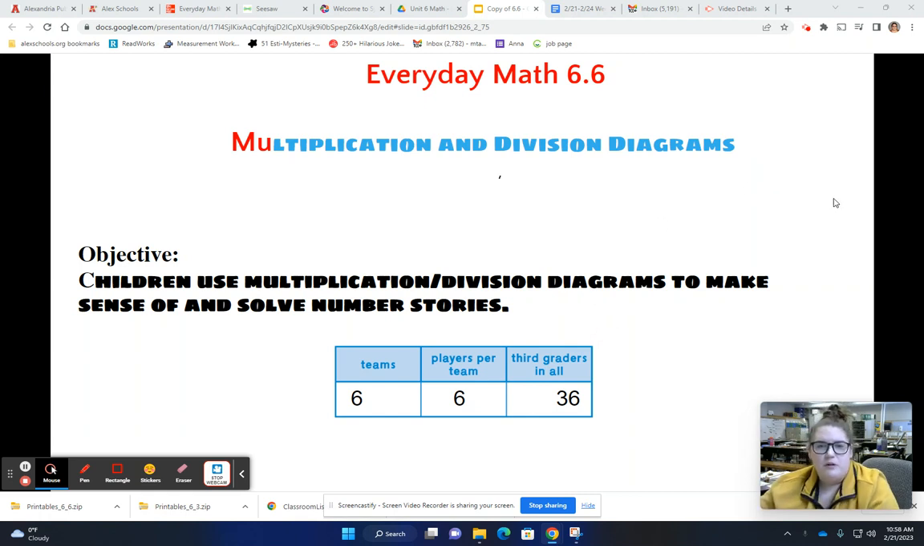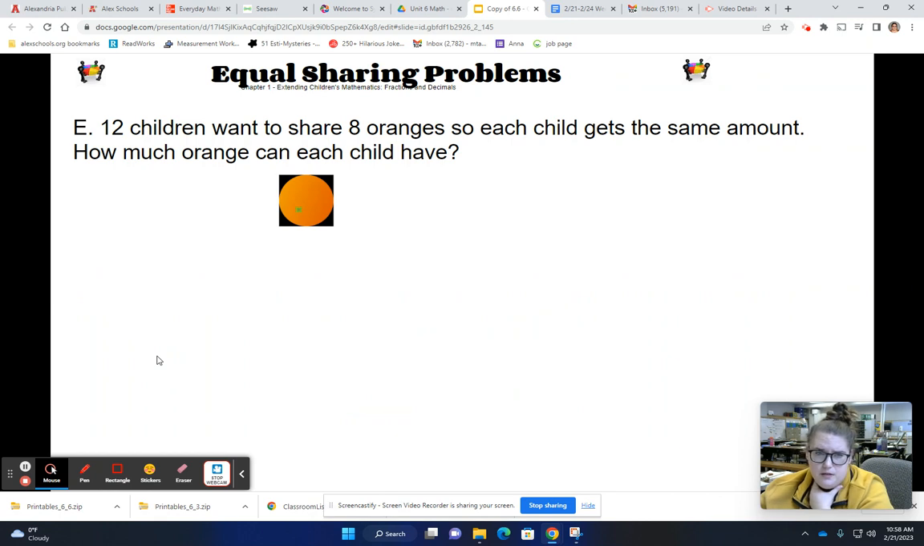Nonetheless, we are going to be working today on multiplication and division diagrams for math. So our objective is you're going to be able to use multiplication and division diagrams to make sense of and solve number stories. These are pretty similar to what we've used before, so it's going to be a little bit of new learning, but more, I would say, just review. We're going to start with a practice problem.